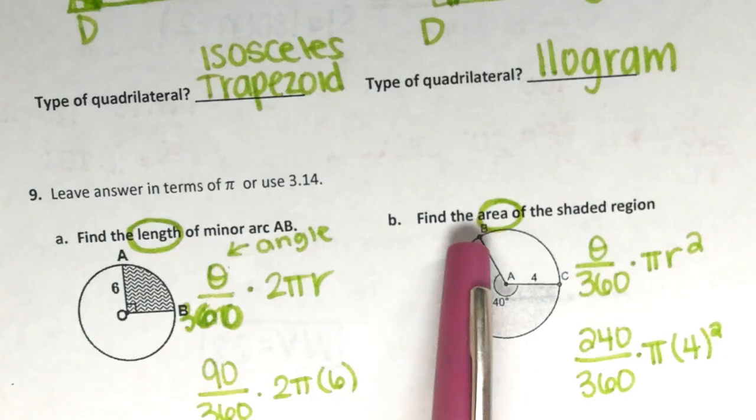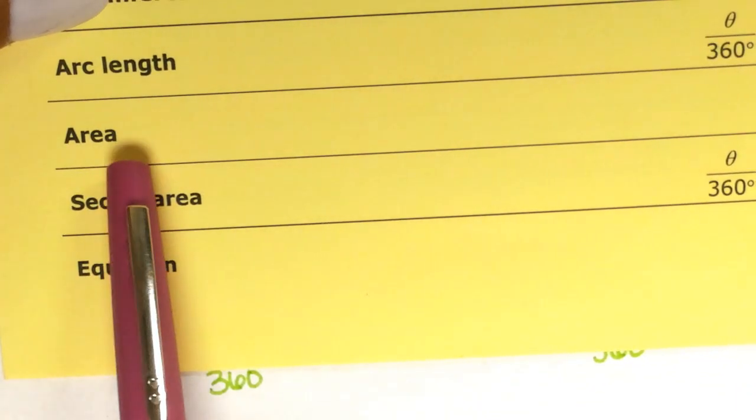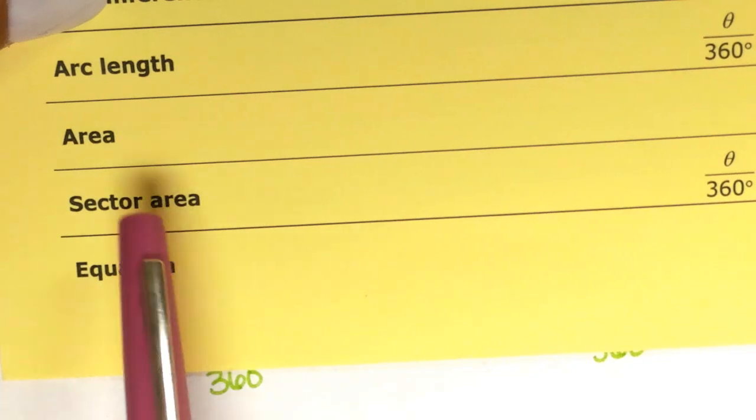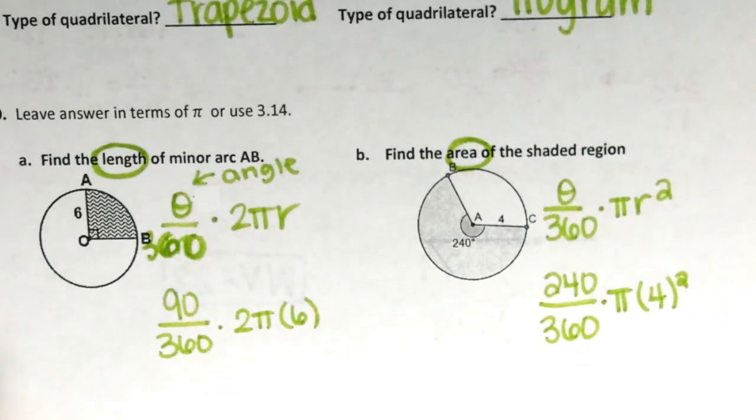Oh, because it wants the area of the shaded region. This area is area of the whole circle. This area is area of a slice. Does that make sense? Okay. Good question. All right. Can I move on? All right.